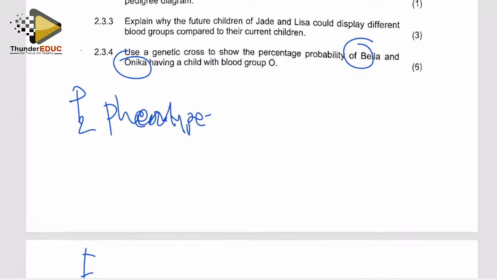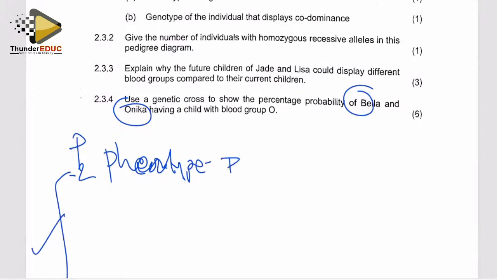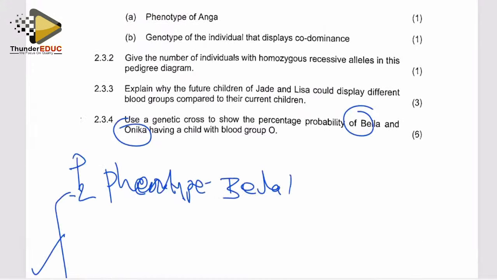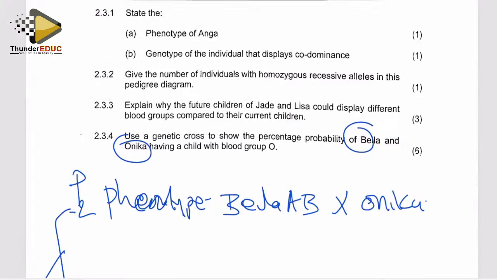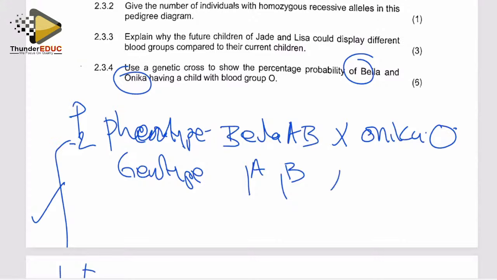I told you that this 1 mark is obtained free. So genotype, I come to the question. They're saying that Baila is blood group what? Baila is blood group AB, crossed with Onika of blood group what? Of blood group O. So when you look at the genotype, blood group AB looks like this, while crossed with Onika, which is blood group O, small i, small i.